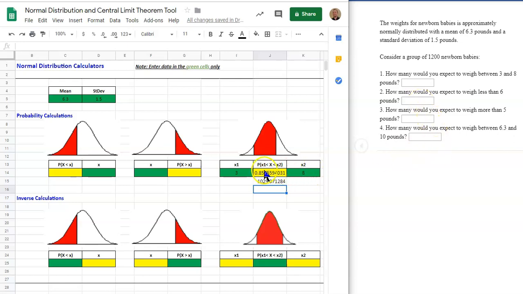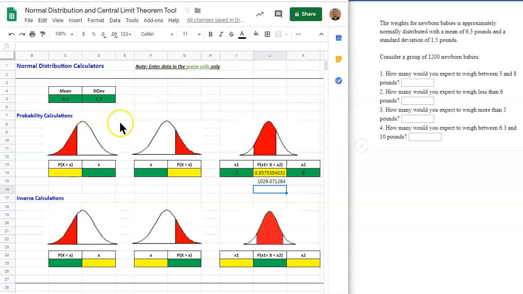Okay, so that's how you use this tool. And in this case, we're wanting to know how many. We may actually be looking for a probability, and in that case, we would have stopped right here. And now, let's look at the next problem. How many would we expect to weigh less than 6? Less than is shaded to the left. So out of these three tools, it would be the first one, shaded to the left, because we want to know how many would be less than some value.